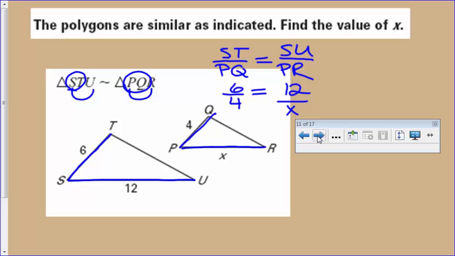Cross multiply and solve this. So we have 6x. I'm going to go ahead and keep working over here. Equals 48. So x is therefore 8. And that's the only thing they're looking for, the value of x.